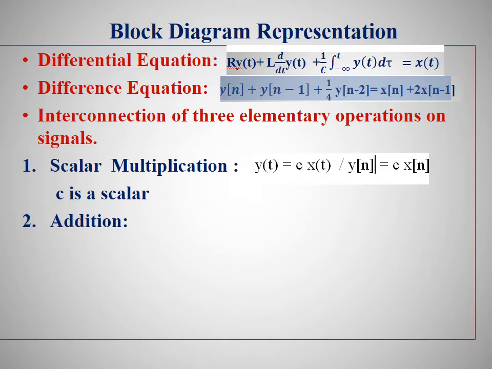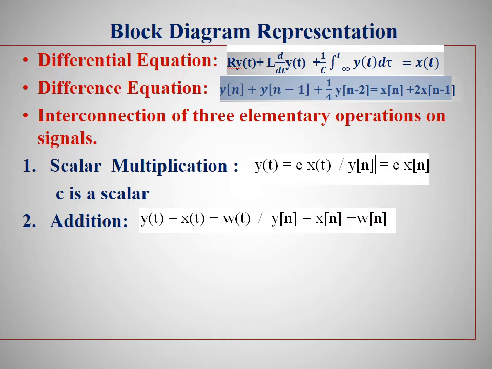C is just a scalar value. Next is the addition component, which is going to be given by y of t is equal to x of t plus w of t in the continuous time case, and for the discrete time case it could be given by y of n is equal to x of n plus w of n.